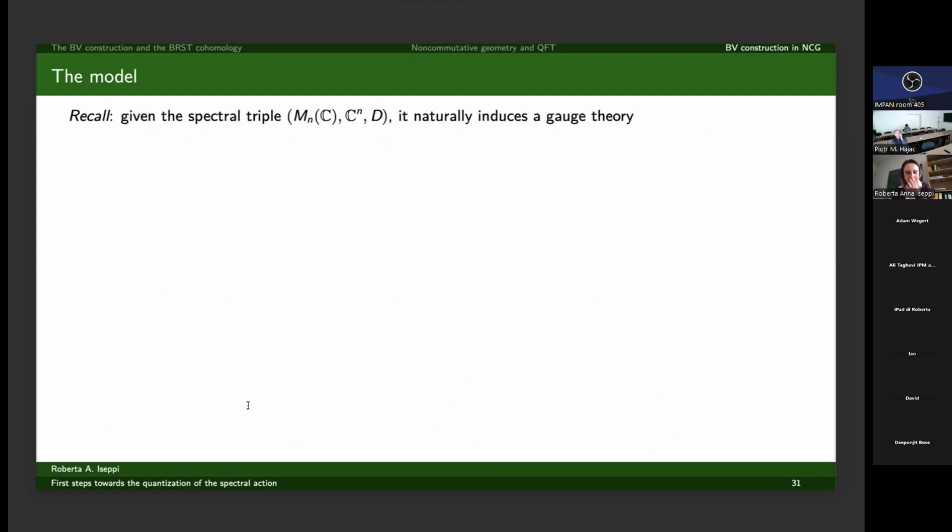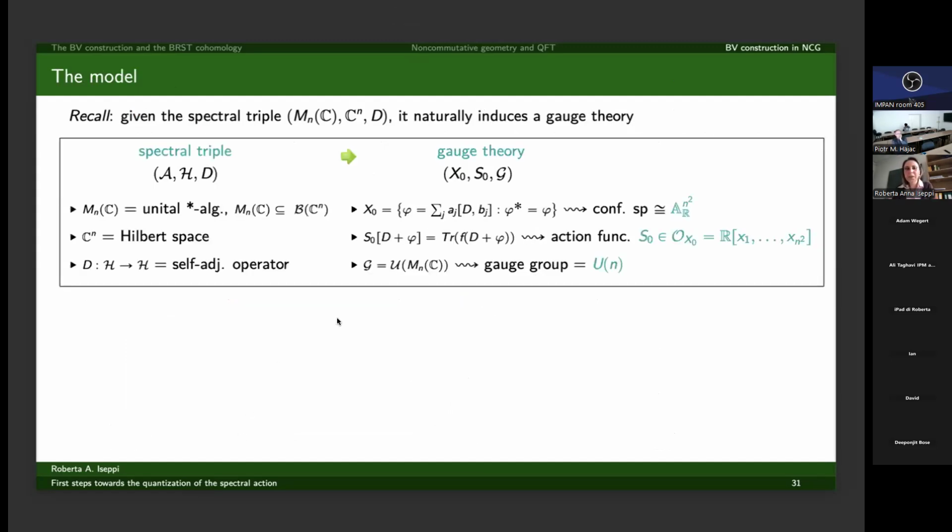Okay, so where are we starting? We start with this finite spectral triple, and as I said, each spectral triple induces a gauge theory. What is the gauge theory induced in this case? If we take as algebra just matrices and we compute the inner fluctuations, the result is just an affine space. For what concerns the Hilbert space of the spectral triple, this is just C^n, and clearly a self-adjoint operator in this context is just a self-adjoint matrix.